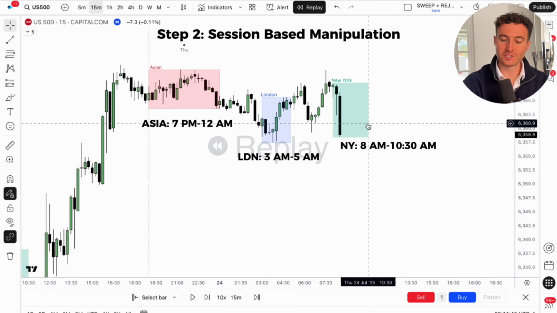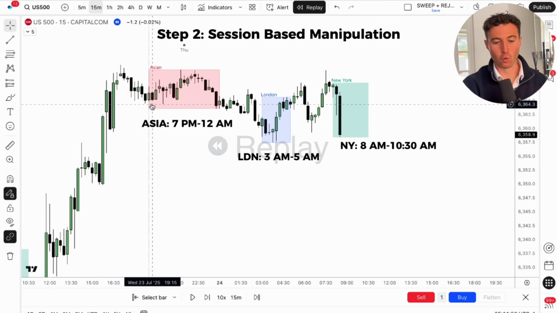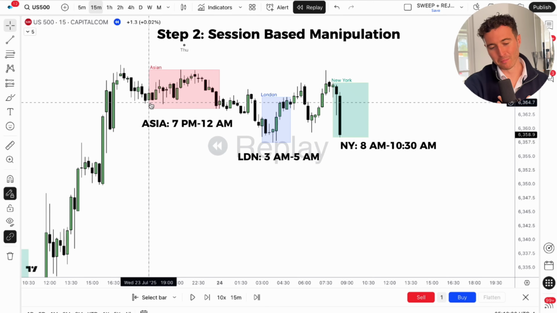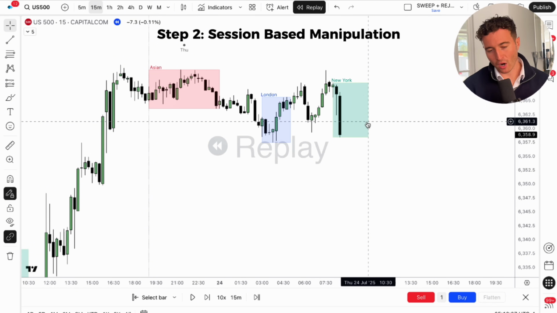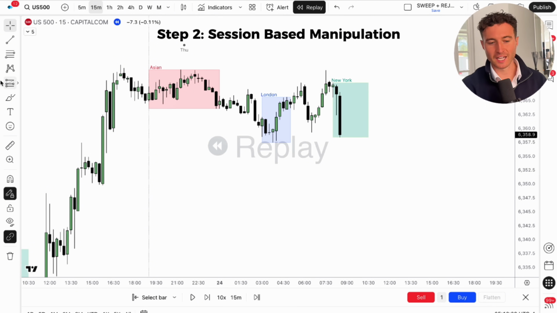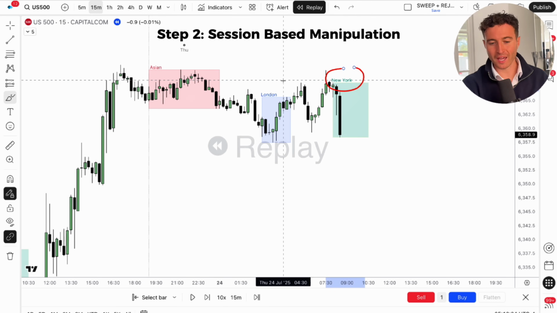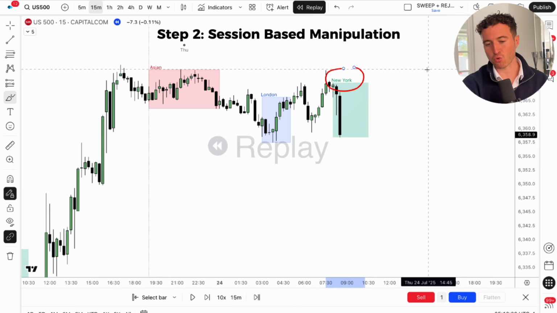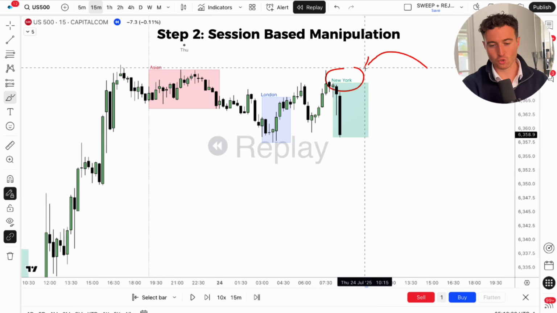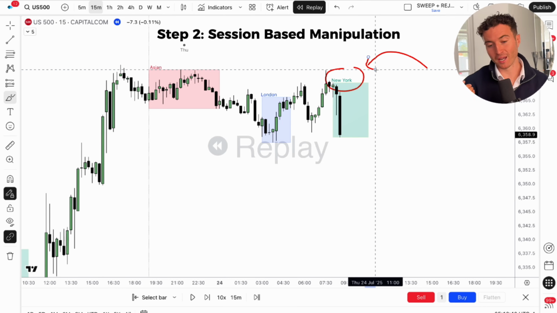The New York AM session runs until 10:30 a.m. Eastern. People may use slightly different variations of these timings, but these are the timings that have worked the best for me. Bearing in mind, this is Eastern timing, EST. Primarily most of our trades are going to be taken during the New York session, and some of them may set up in the London session, but most of your trading setups are going to be taking place during the New York session.